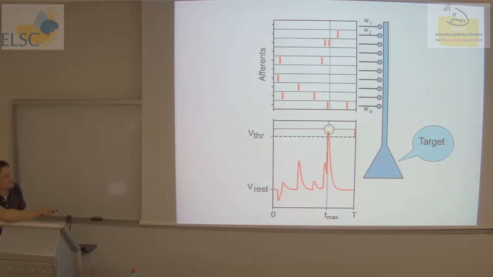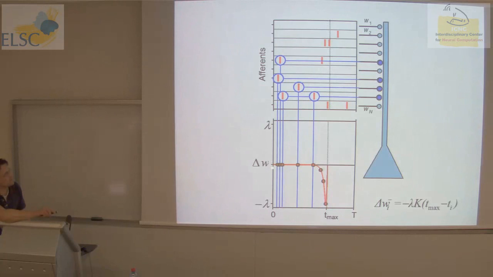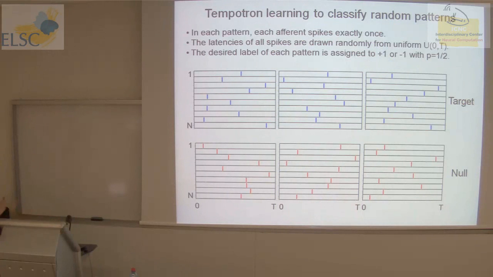A neuron fired here, but since it's a red pattern, it's a null, so it shouldn't have fired, and we can do the same. We take the postsynaptic kernel. This is essentially gradient descent on the maximum voltage, and we correct the synapses as I show here. Again, the synapses far away from the maximum in time don't get changed. Okay, so we have a learning algorithm. Let's see how it works.